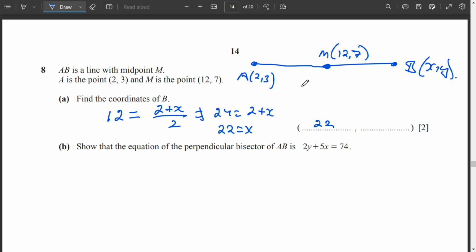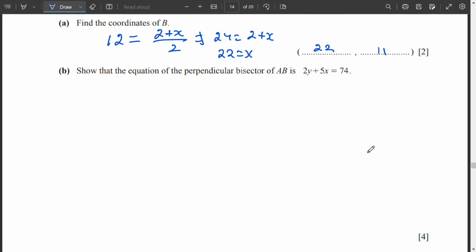To calculate y, what you do? I'm writing it over here. 7, we take the y coordinate of the midpoint 7. This is equal to y coordinate of this 3 plus y by 2. Cross multiply, this becomes 14 equals 3 plus y. Take 3 to that side, will be negative. 14 minus 3 is 11. So this y is actually 11. So coordinates of B is 22, 11.